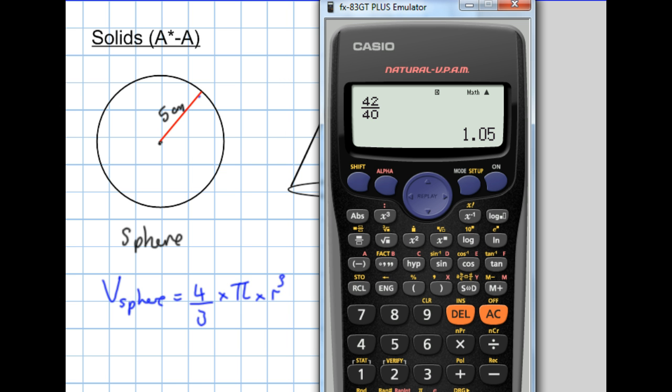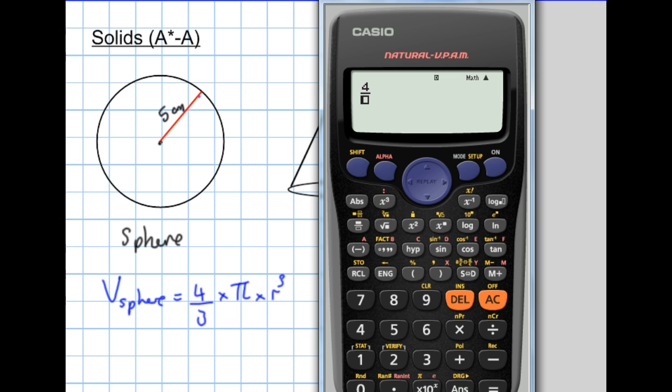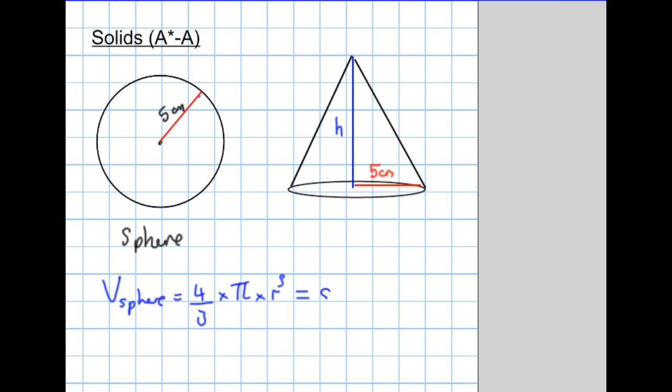So we have 4/3 times pi times 5 cubed. And the answer is 500/3 pi. Now we're going to leave it like that rather than as a decimal, because that's the exact units. Now, that's the volume of plasticine we've got.